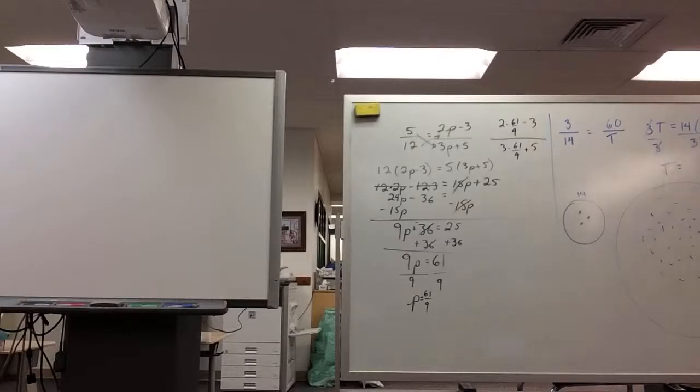We're going to take 20 times 14. What's 20 times 14? 280. So we believe that this is a whole population of 280, of which 60 are tagged.